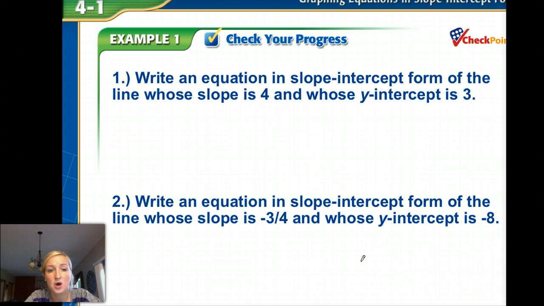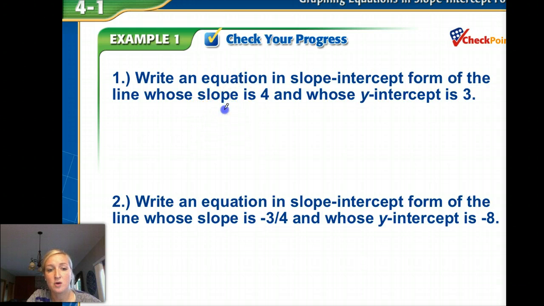All right, so write an equation in slope-intercept form of the line whose slope is 4 and whose y-intercept is 3. And then the next example, write an equation in slope-intercept form whose slope is -3/4 and whose y-intercept is -8. Take a moment if you want to pause the video and check to see if you can write these two equations in slope-intercept form. We'll come together to see if you get the same answer as I do.